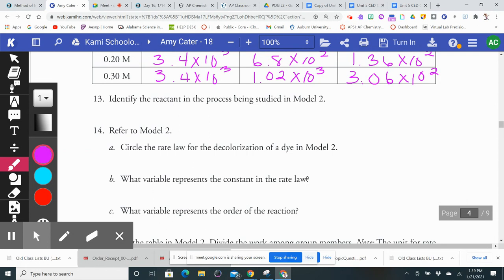So, yes, you may ask a question. What is the rate law? It's a thing that determines the rate of the reaction. It's what we've been working on this whole time. Okay, so which thing represents the rate law?